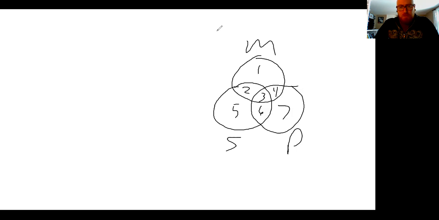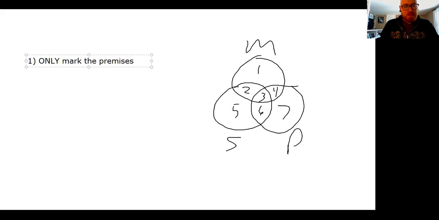Now, just keep this diagram in mind, and I'm going to write out some rules for constructing categorical syllogisms. Rule 1 is this: only mark premises. So you do not place markings for the conclusion of the syllogism. You only place markings for the premises.